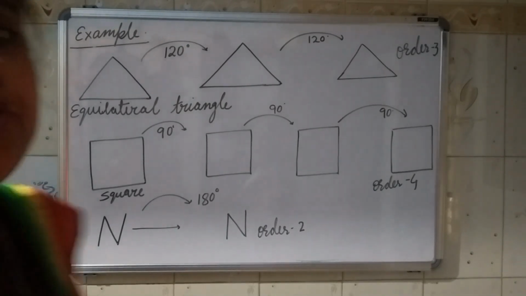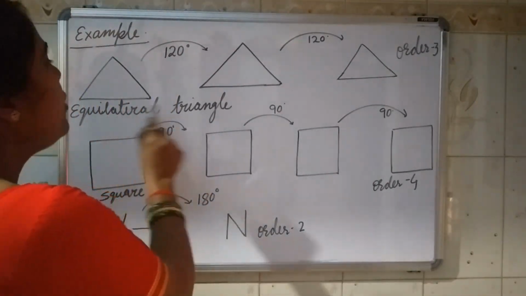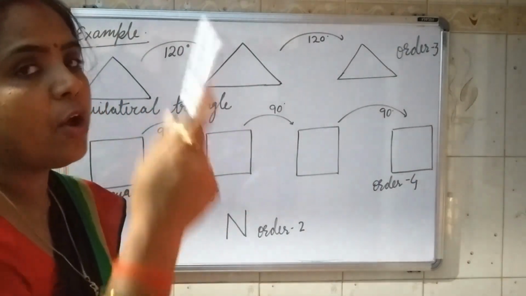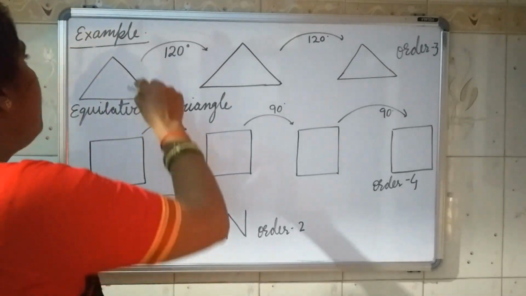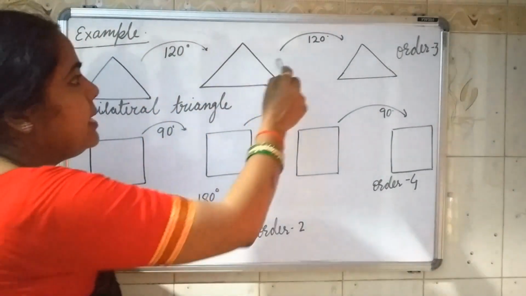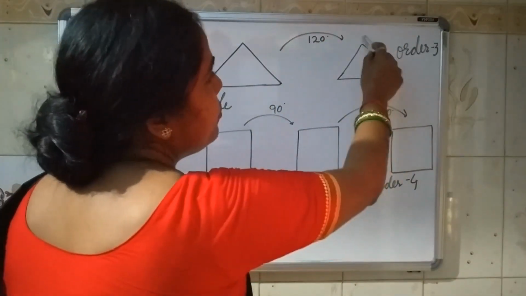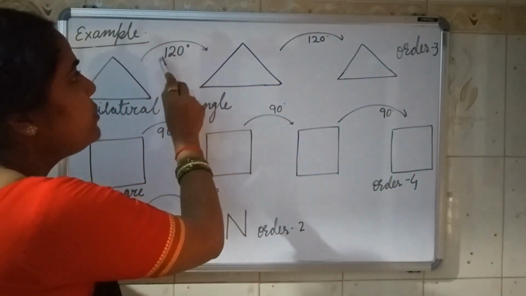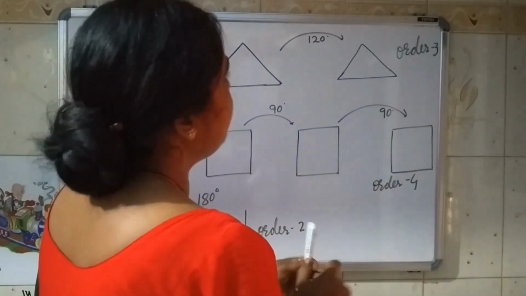Now we are moving to the example. This is an equilateral triangle. What is an equilateral triangle? All 3 sides are equal. When I rotate it by 120 degrees, it comes into its own position. Then again 120 degrees, it comes into its own position. So total is 120, 120, and one more rotation will be there.